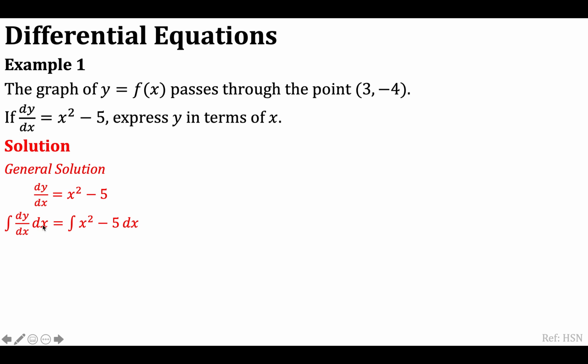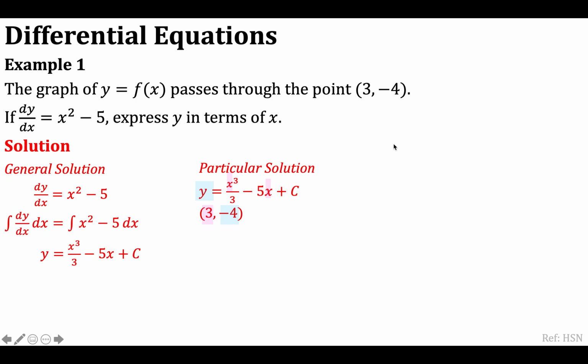Now, obviously, if we integrate the left-hand side, then we obtain y. And on the right-hand side, if we integrate x squared, we get x cubed over 3. And integrating negative 5, we get negative 5x. And we've got our constant of integration. Now, what we have obtained here is called the general solution, but we would like to get a particular solution. And we're able to do that. We've got other information in the question. We've been given the point (3, -4). We're told that the graph of y equals f of x passes through that point.